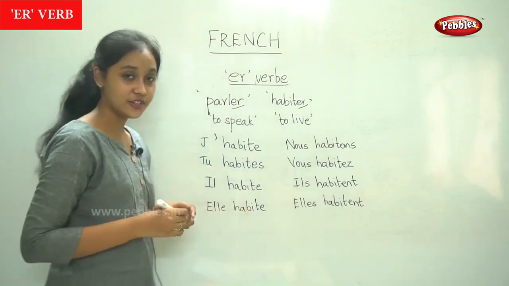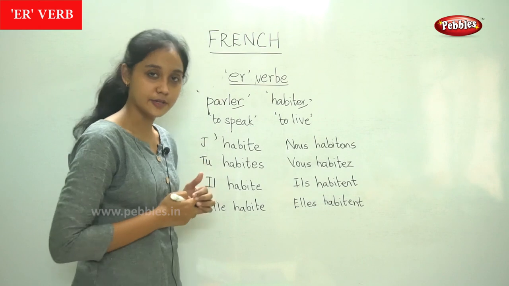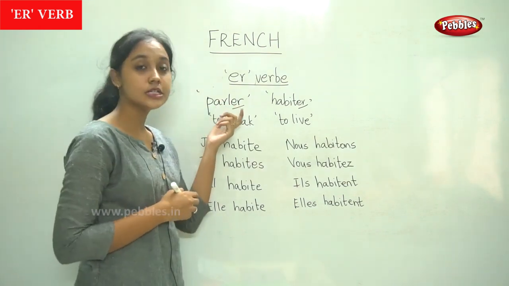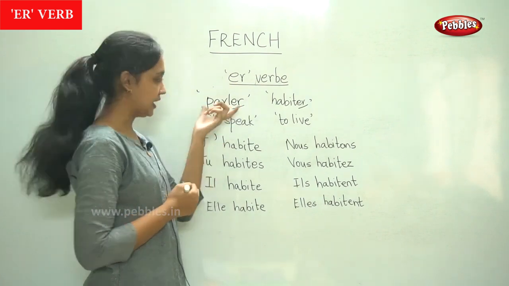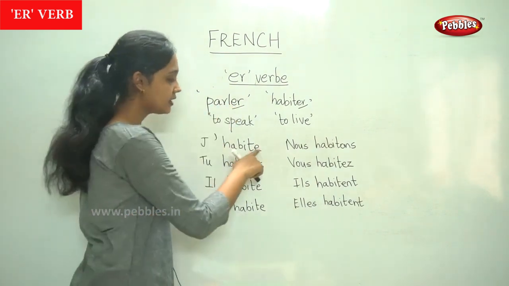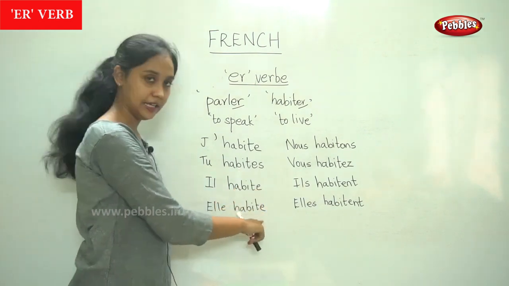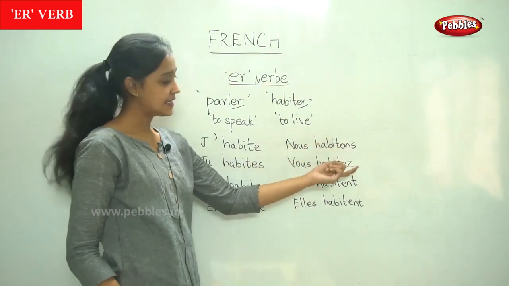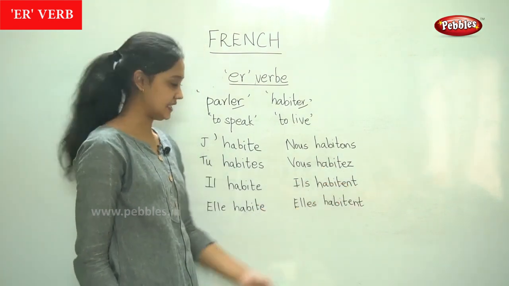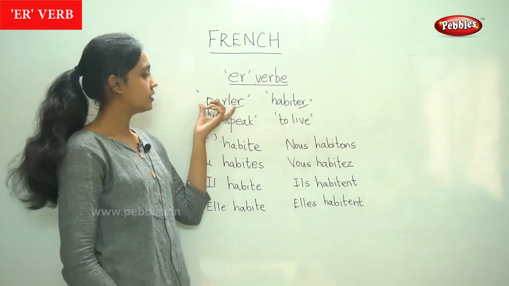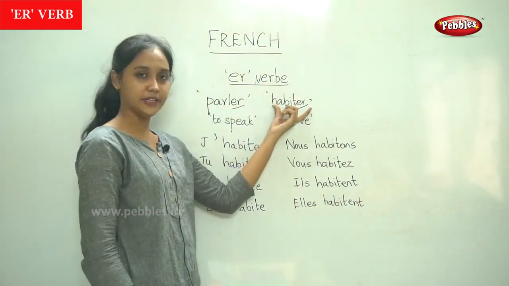Did you get it all right? We conjugated the ER verbs. So what are the rules to conjugate the ER verbs? We will remove ER from the infinitive and add E, ES, E, ONS, EZ, ENT and ENT. So we learnt two verbs today, parler and habiter.